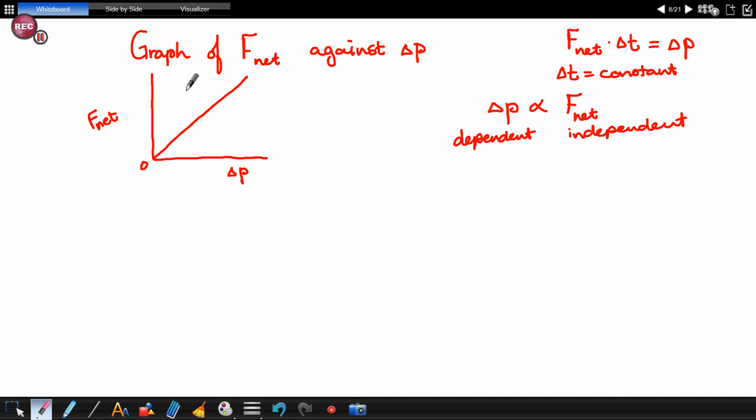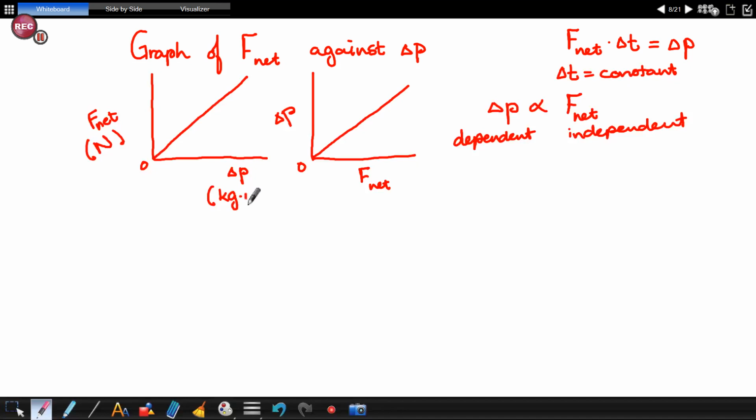So actually, in reality, I should swap these axes around. So this is the dependent variable, and that is the independent variable. And I'm very naughty by leaving the units out. I am obliged to put the units there: kilograms, meters per second.